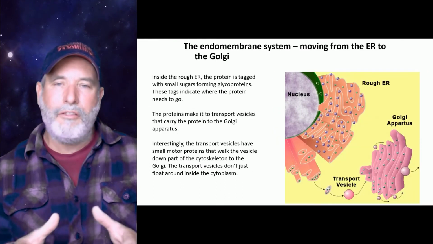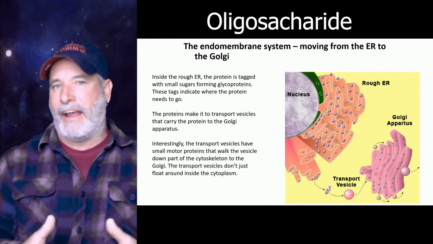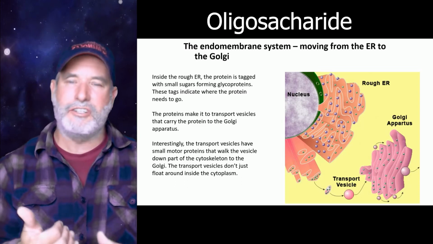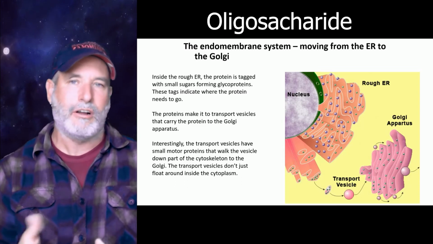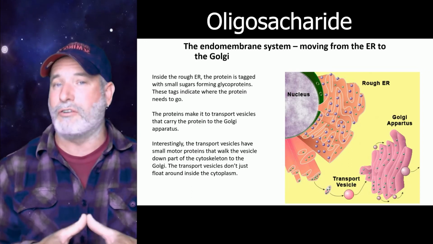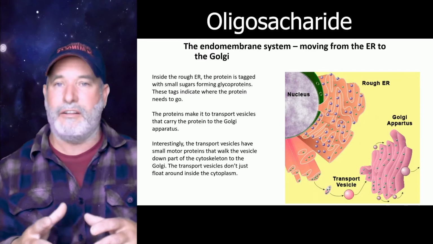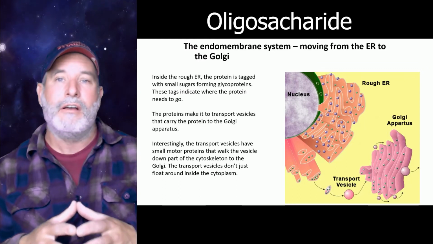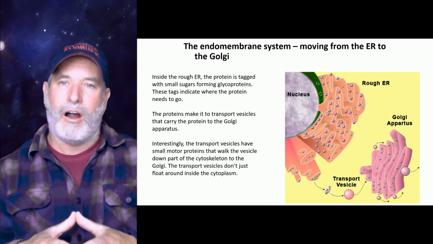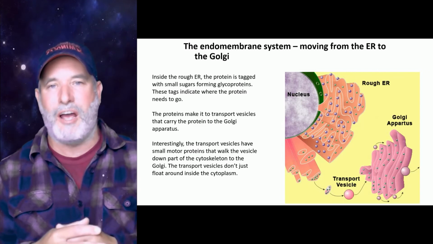Now, while the protein is being made inside the rough ER, it gets tagged with these oligosaccharides. Another big word again, right? Oligo just means small, saccharide means sugar. So you put these short chain sugars onto your protein and you form what is called a glycoprotein. And those have the purpose of telling the cell where to send that protein. So in this case, they're going to go to the ends of the rough ER and they're going to form a transport vesicle and they're going to move to the Golgi apparatus.